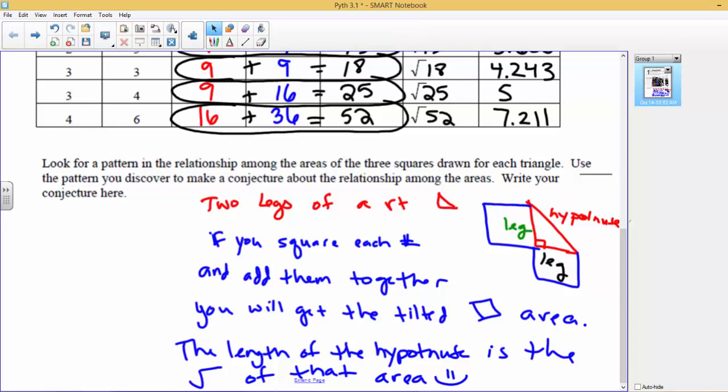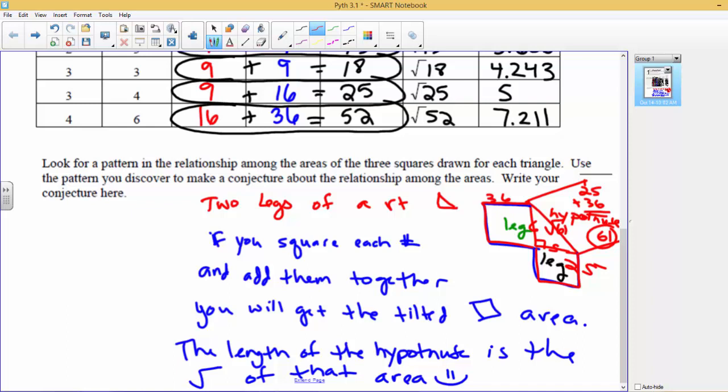That is so huge. So this square, let's just say this is a 5 by 6. So this square's area, 25, plus this square's area, 36, will give you this square's area, 25 plus 36 is 61. Once you know this square's area, you know that the side length is the square root of that area. Pythagorean theorem. Hope you enjoyed.